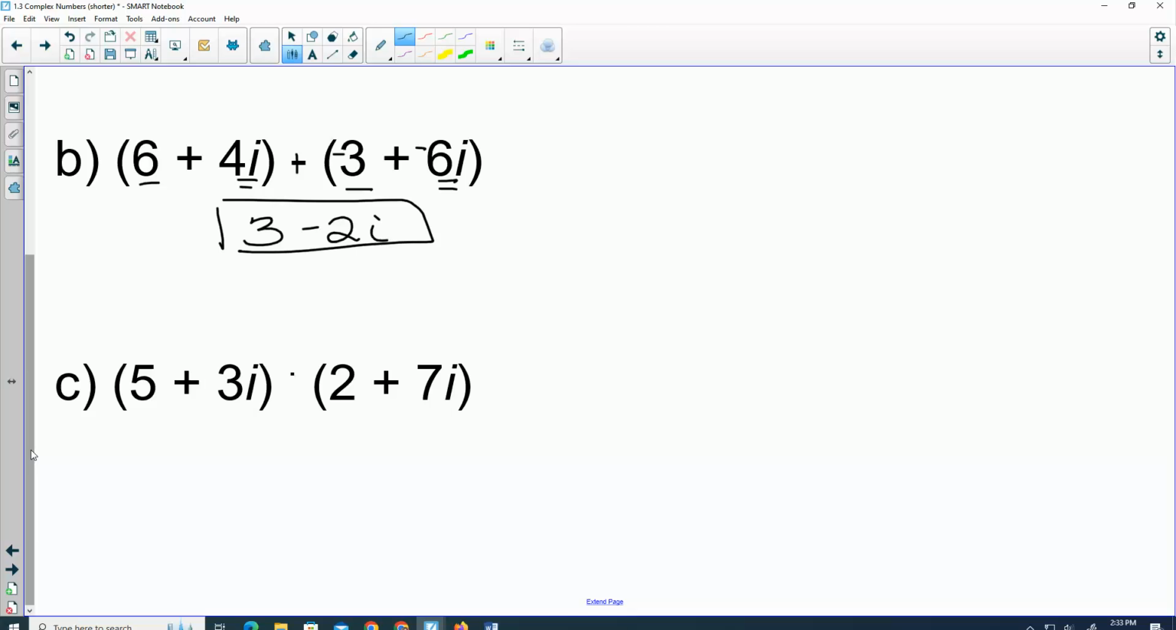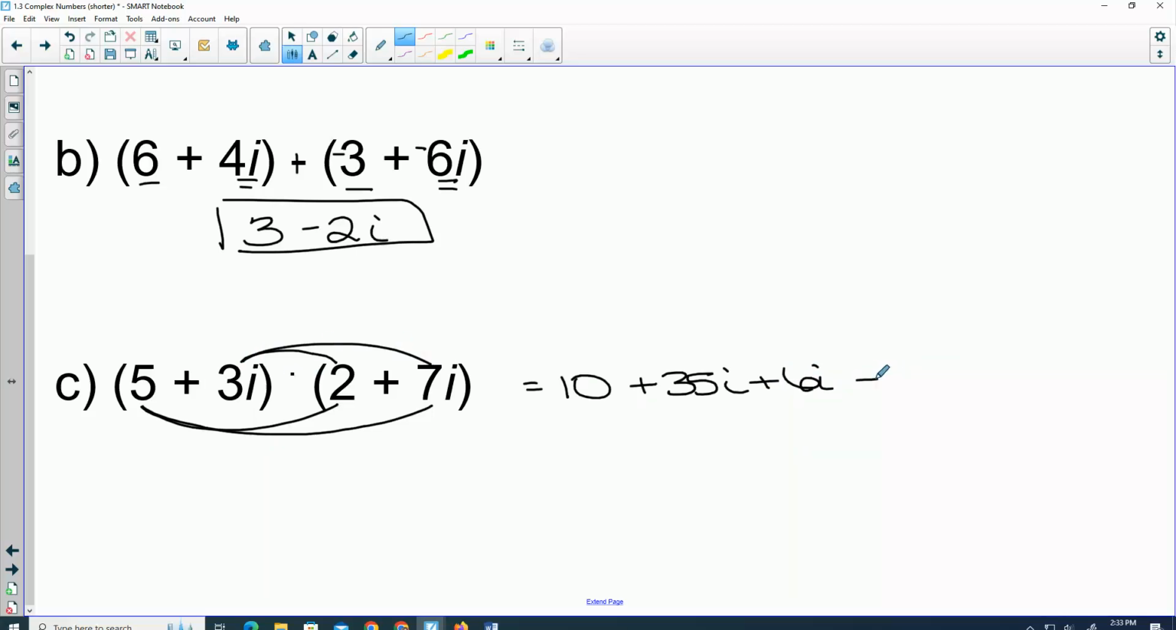How do we multiply? We have to distribute, FOIL. Multiply first. We get 10 plus 35i plus 6i plus 21i squared.